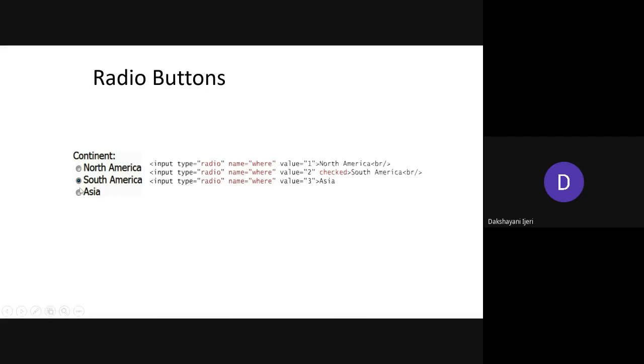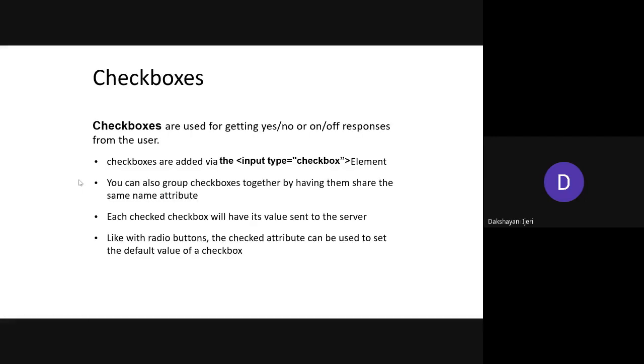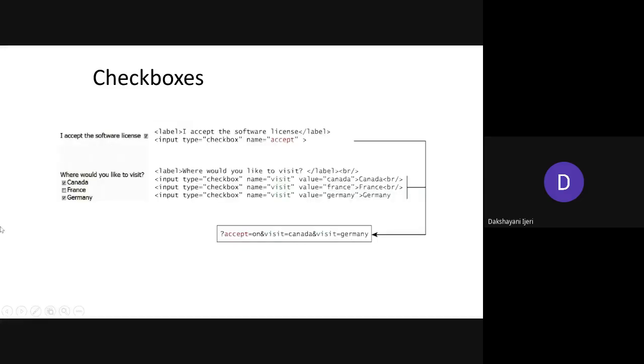If you are provided with radio buttons, you will not be able to select multiple options. If you want to select both North America and South America, it is not allowed. But if you create the same thing using checkboxes, you will be allowed to select multiple options. In this case, you can see both values have been checked, which means both values have been selected by the user.